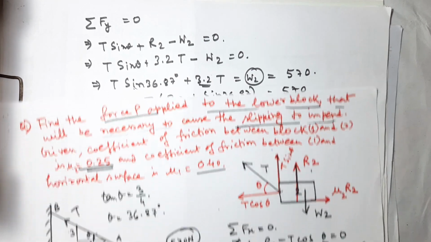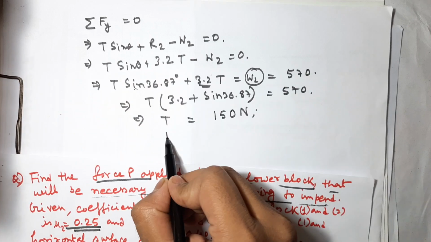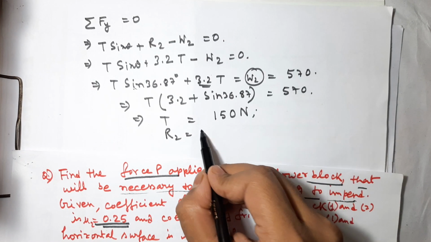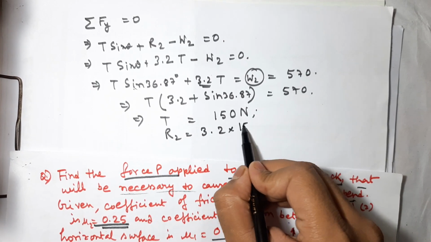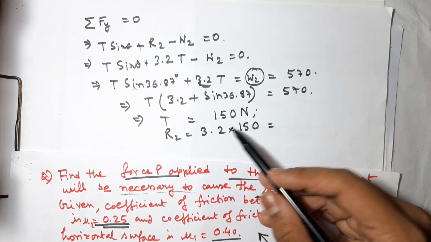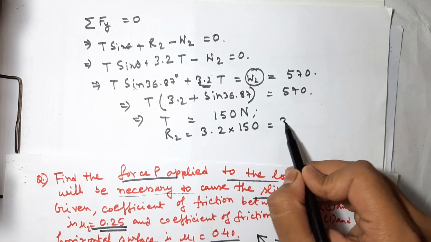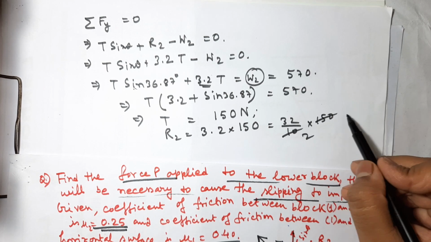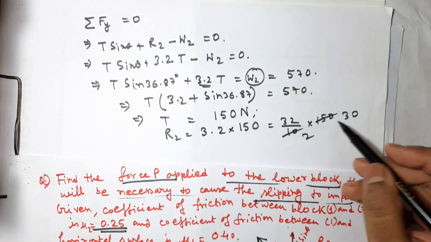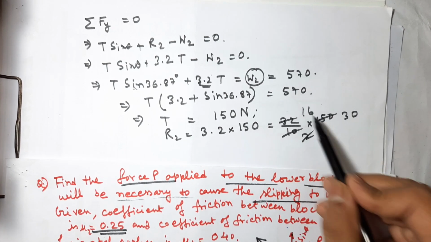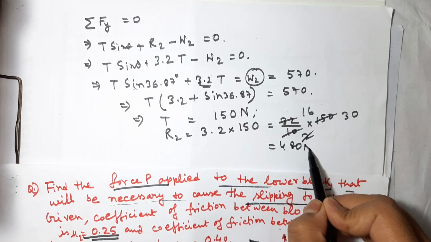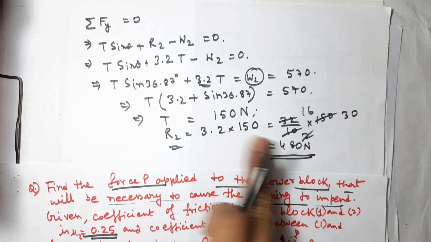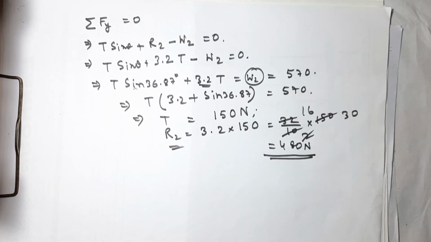And if you get the value of T, then R2 is equal to what? It is very simple. R2 value is equal to 3.2 into T. So 3.2 into 150, that is 32 by 10 into 150. So this will be your 480 Newton. Okay, so the value of R2 you are getting 480 Newton, capital T is equal to 150 Newton.